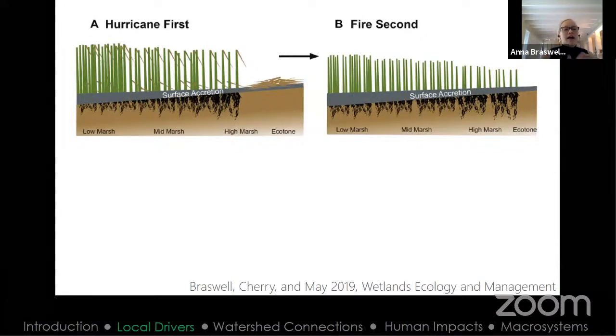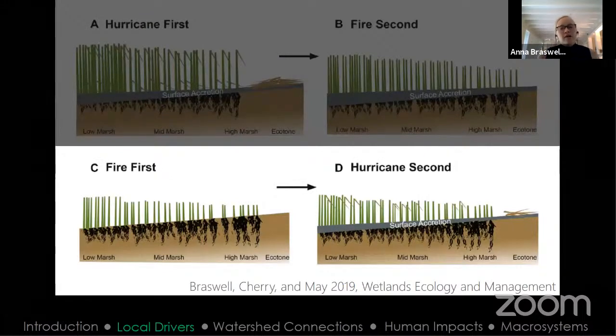So we thought, okay, if we have a hurricane first, we might expect that a lot of those dead parts of plants, a lot of that rack, might move from the marsh into the ecotone, might be removed as that water comes into the system and floods the system. And that would lead to a less intense fire second, and you might see less die-off of those plants in the fire. We also predicted that if the hurricane happened first, we would see more sediment accretion as those plants slow down the water and sediment falls out and gets trapped with those plants. So we would see more sediment accretion if the hurricane happened first.